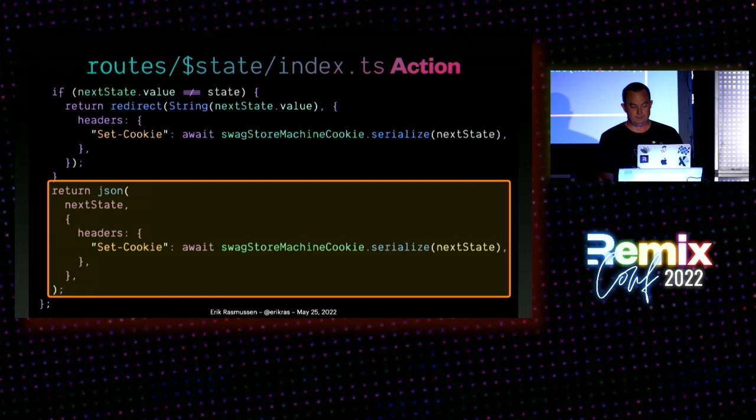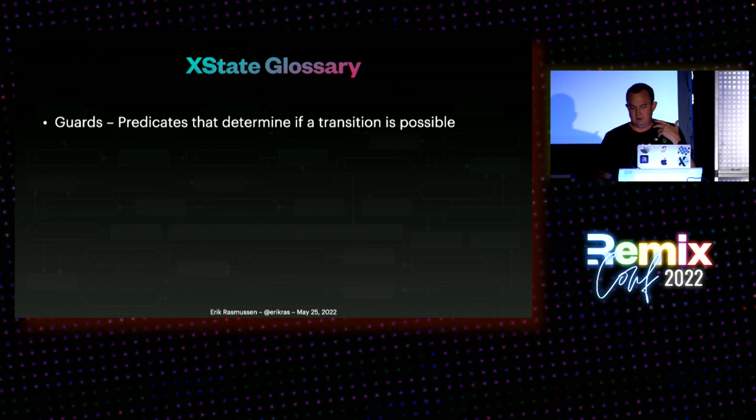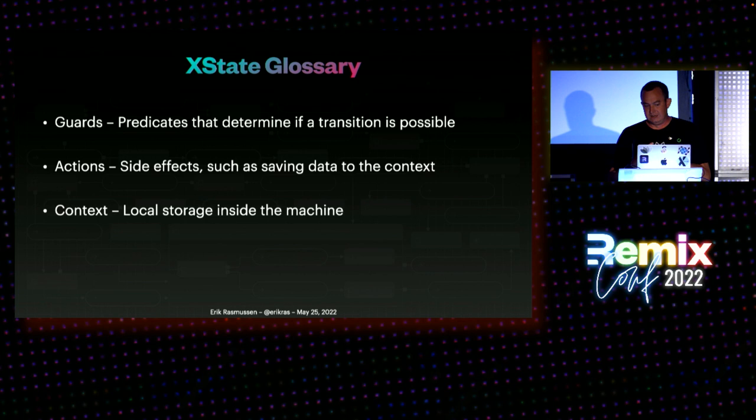So let's look at some XState terms. Guards are little predicates that determine whether or not you're allowed to transition to a different state given an event. Actions are for launching side effects. One such side effect is updating context within the machine. And the context in the machine is like a little local storage thing inside the machine. You can think of it like a Redux store or something. But this context is going to be part of the serialized machine that we send down in the cookie.